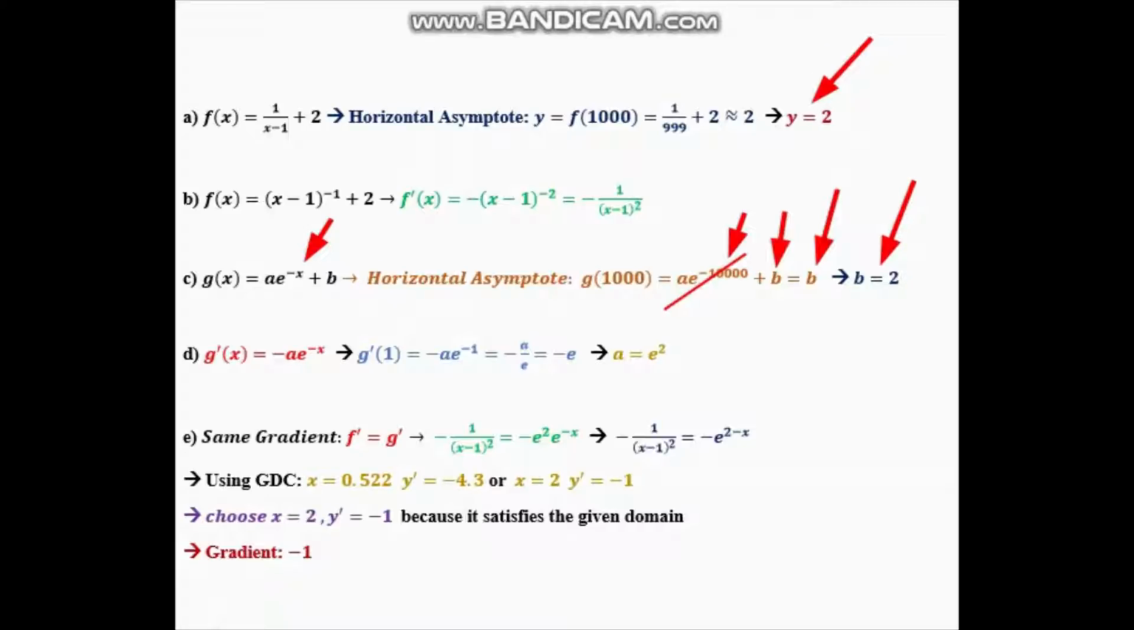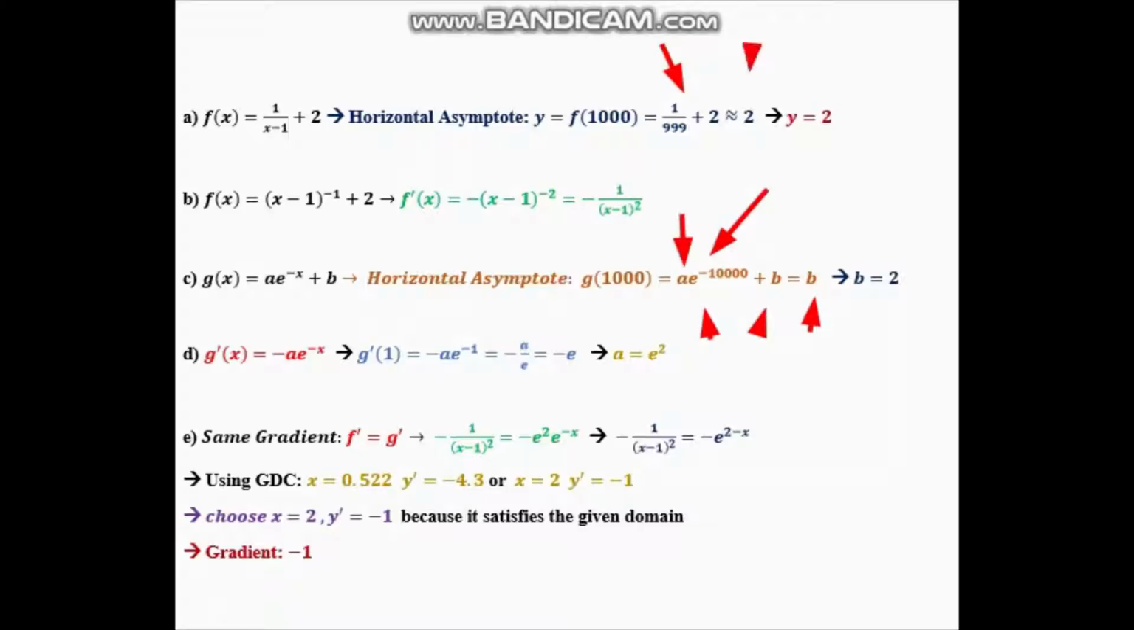So if you try to evaluate e to the power of negative 10,000 on the calculator, you're going to get a tiny number. If you multiply that by any number instead of a, you're still going to get a tiny number. So a very small number added to b, assuming b is a regular number, like this question, 1 over 999 plus 2, so a very small number plus b, gives us b, just like this one gave us 2. So it's the same idea.